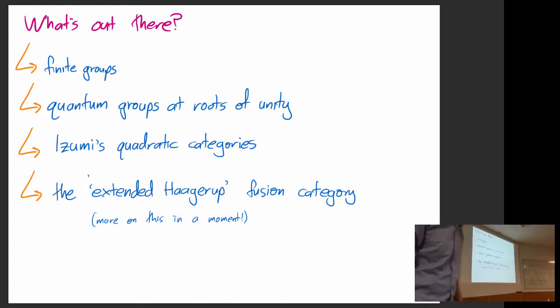Okay, and then there's this strange gadget called the extended Haagerup fusion category, which is a terrible name that is partly my fault. At least I probably could have helped change the name at a critical moment, but we didn't, so it's still got a terrible name. The confusion is that there's another category called the Haagerup fusion category, which in fact we now understand is an example in this class. And the extended Haagerup fusion category has almost nothing to do with the Haagerup. Referees routinely fail to appreciate this distinction.